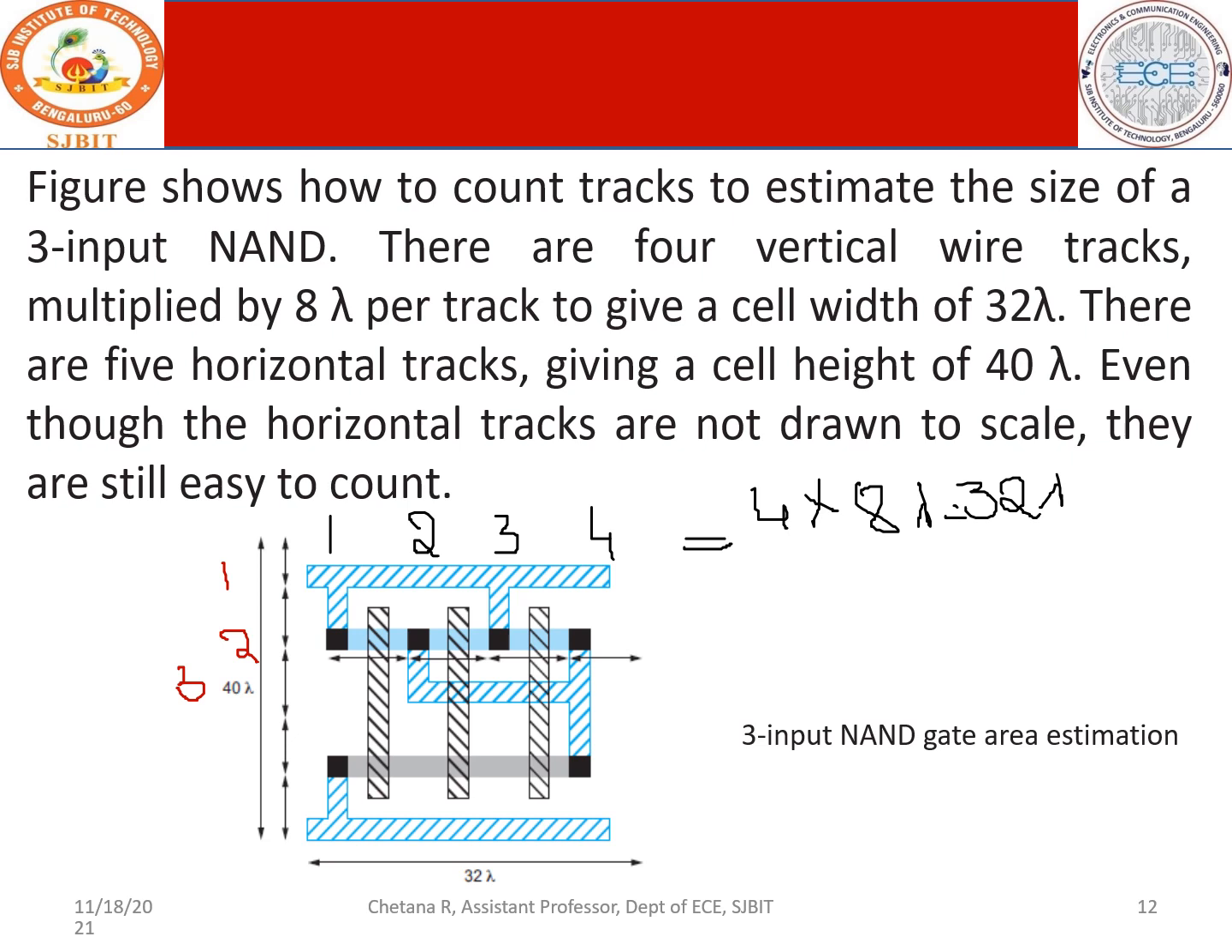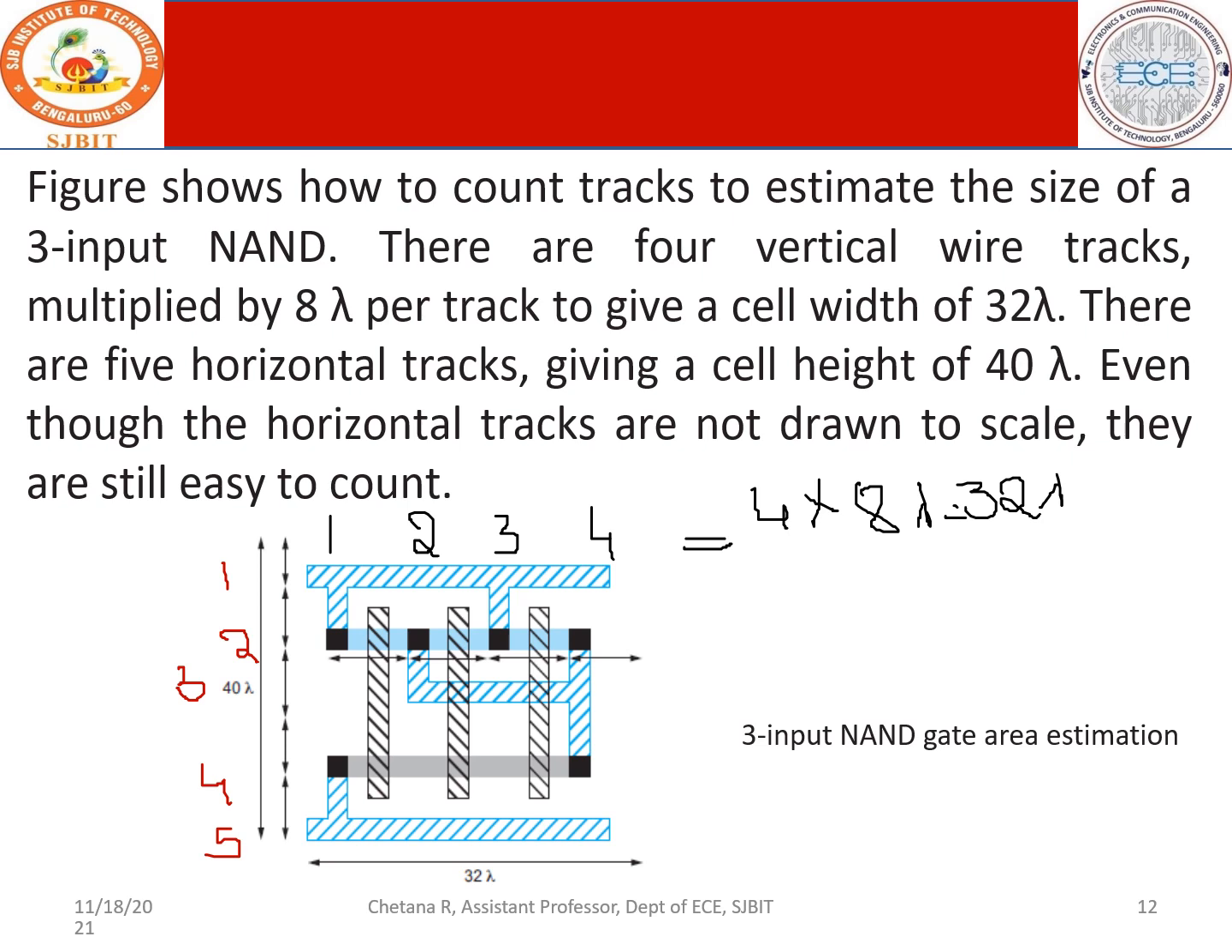One, 2, 3. Here 4. This is 5. So you have to multiply it by 8 lambda. Again this turns out to be 40 lambda. So this is how we are estimating the area.